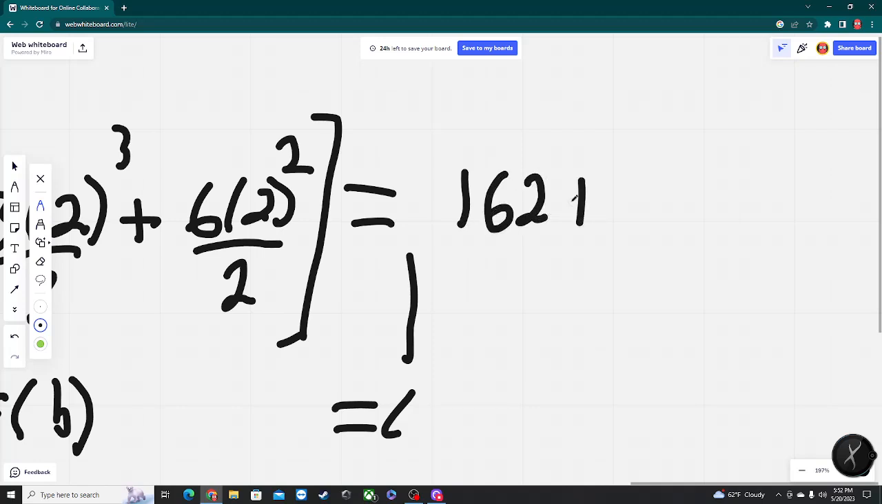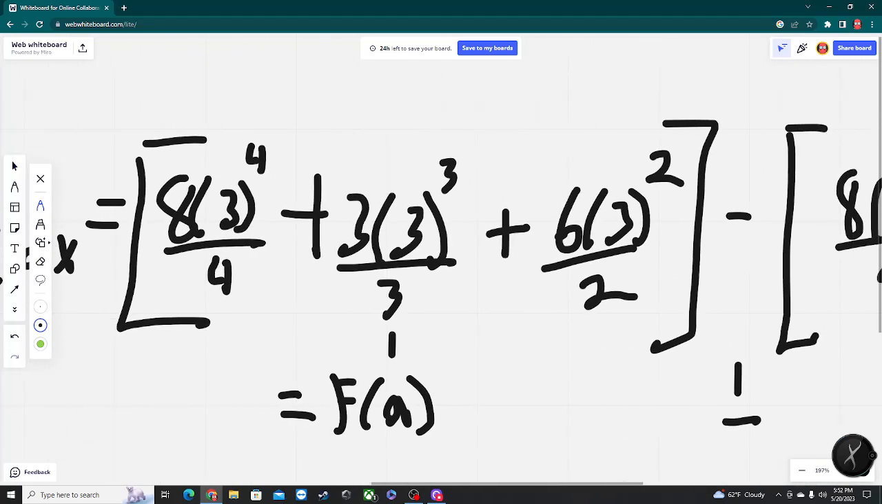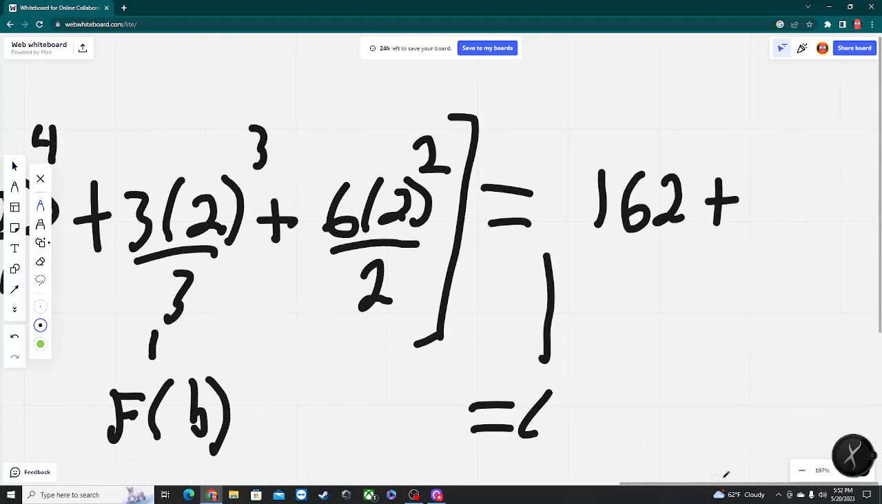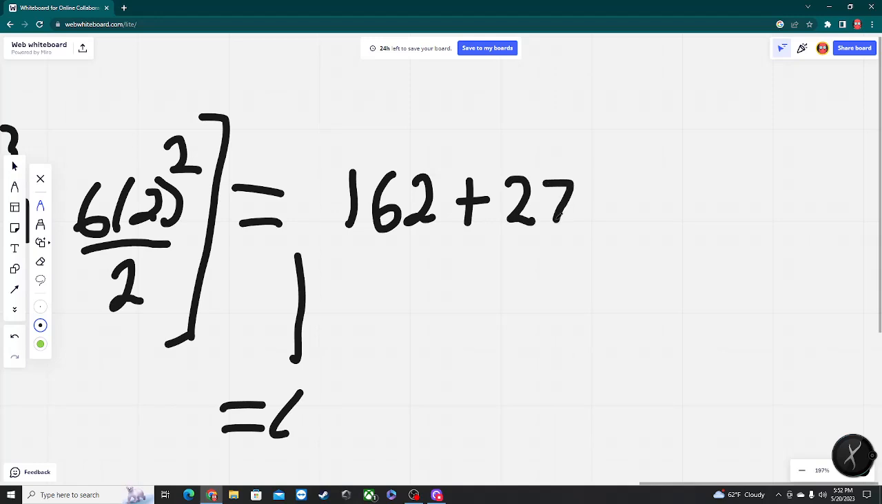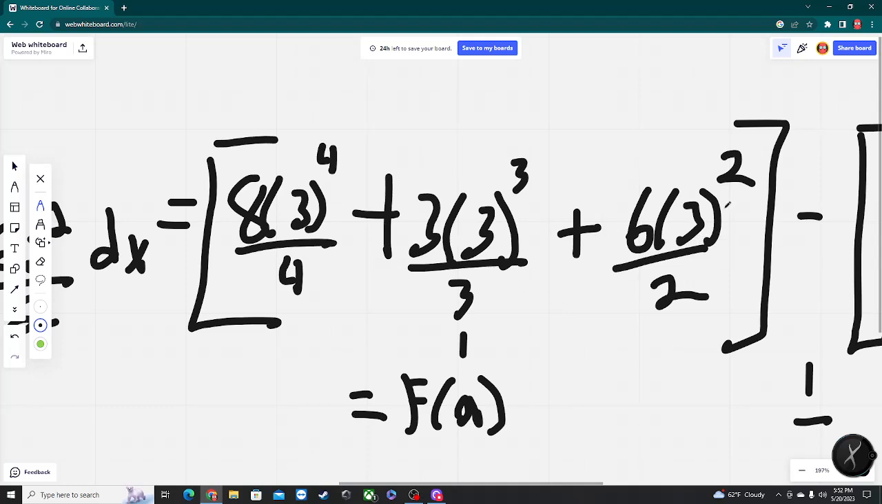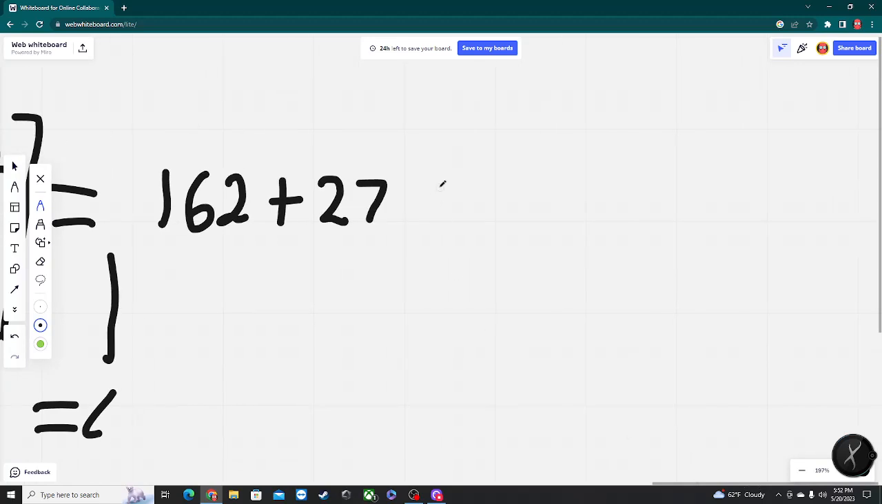So yeah, we're at 162 plus, let me see again, 3 to the 3rd, 27. 27 times 3, 81. 81 over 3 is 27. I don't have to check that one because those are pretty normal values. Now we have our 3 to the 2nd, that's 9, that times 6, 54. 54 over 2, that's 27 again. Now remember, we have our minus.